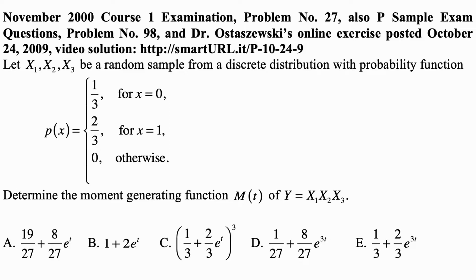Here's a problem for today for exam P on probability. Let x1, x2, x3 be a random sample from a discrete distribution with probability function of 1/3 for x equal to 0, so x equal to 0 happens with probability 1/3, 2/3 for x equal to 1, so x equal to 1 happens with probability 2/3, and 0 otherwise, which means that no other value happens. So this is a Bernoulli trial, a random variable, each of those x1, x2, x3. It's a random sample, so they're independent, identically distributed. Determine the moment generating function m of t of y equal to x1, x2 times x3.